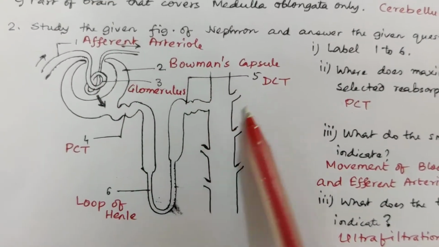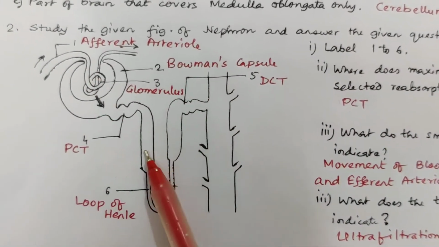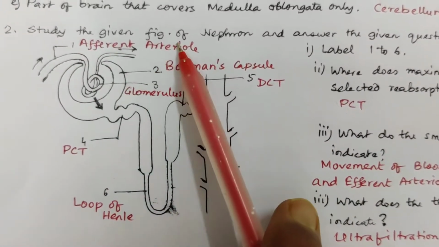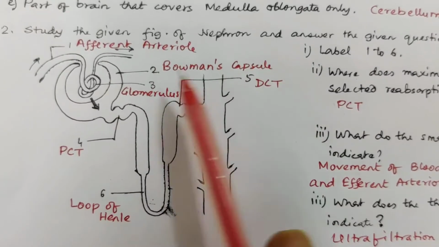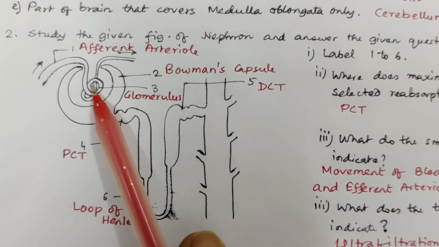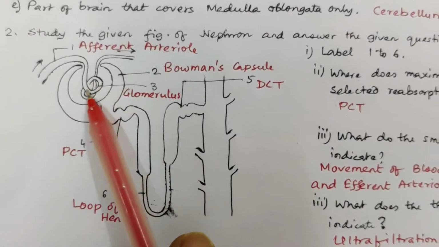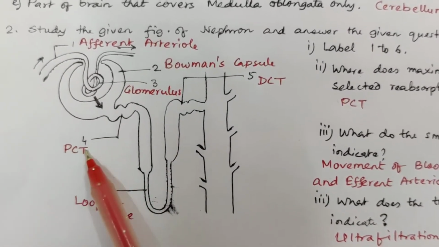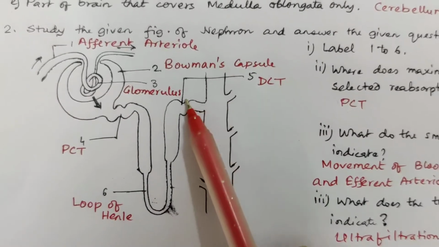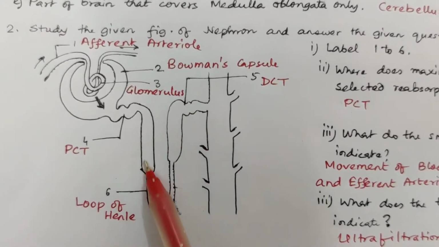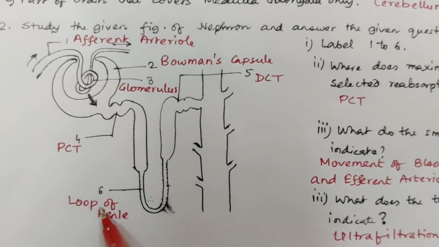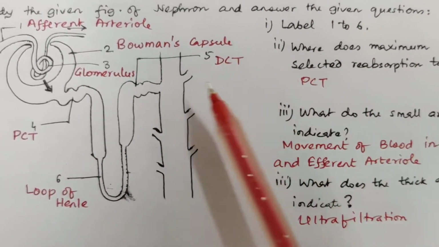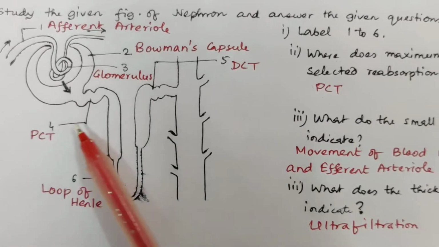Now this is a figure of nephron given to you. You have to label 1 to 6. 1 is afferent arteriole. 2 is Bowman's capsule, this cup-shaped structure. 3 is glomerulus, this network of capillaries. 4 is proximal convoluted tubule. 5 is distal convoluted tubule here. And 6 is loop of Henle. Now where does maximum selective reabsorption take place? This is PCT, this part.